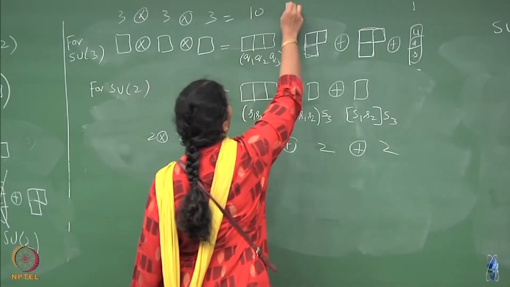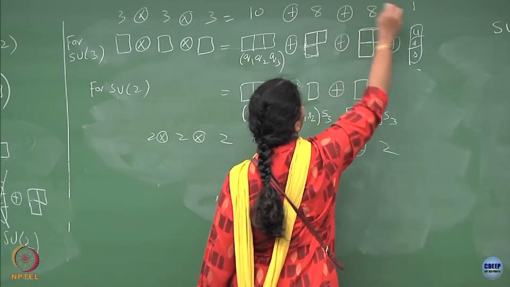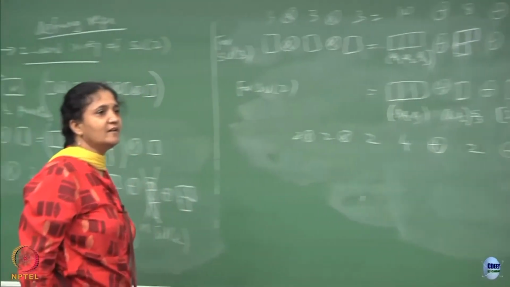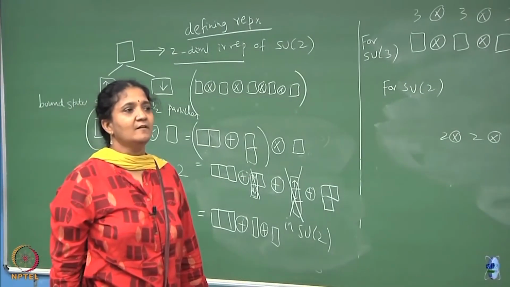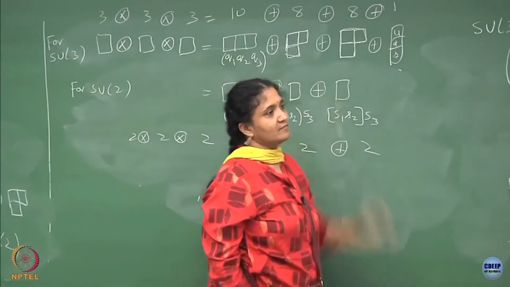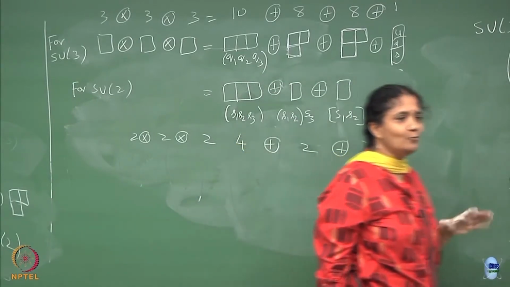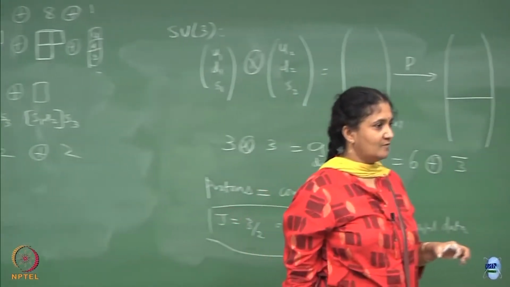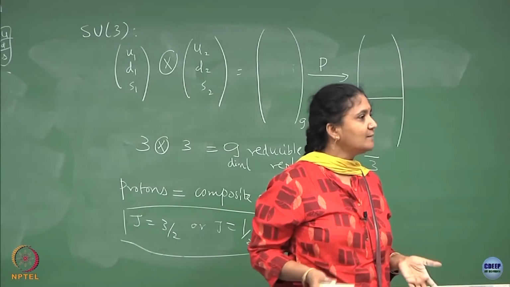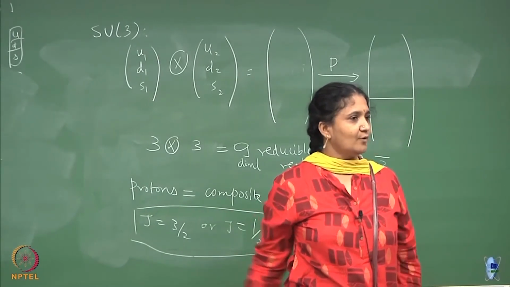10, 8, 8 and 1. Is it adding up to 27? 3 into 3 into 3 is 27. 10, 18, 26, 27. So, the Young diagram actually helps you, without doing a projector, see how the breaking happens. You can do the projector by writing the Clebsch-Gordan matrices. Even before you do that, you can find this breaking.